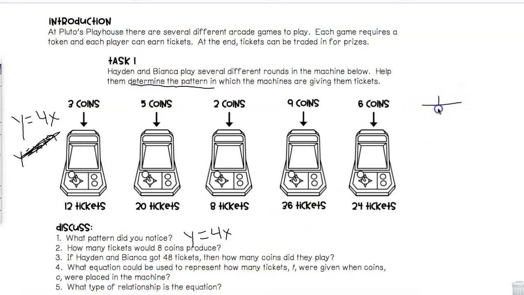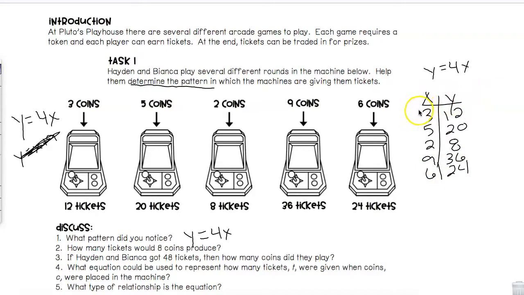Okay, and I could even make an x, y input-output table. Put in a 3, output a 12. Put in a 5, output a 20. Put in a 2, output an 8. Put in a 9, output a 36. Put in a 6, output a 24. So that's an XY table. And guys, if you had to graph this, that would be your ordered pair, 3, 12. I would go over 3 and up to 12.